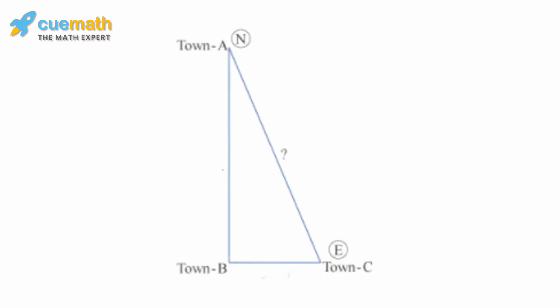The question says that suppose there is a town A, which is 8 centimeters due north. There is a town C, which is 6 centimeters due east. So what would be the shortest distance between town A and town C? Now you have the diagram in front of you. I won't be solving this question.